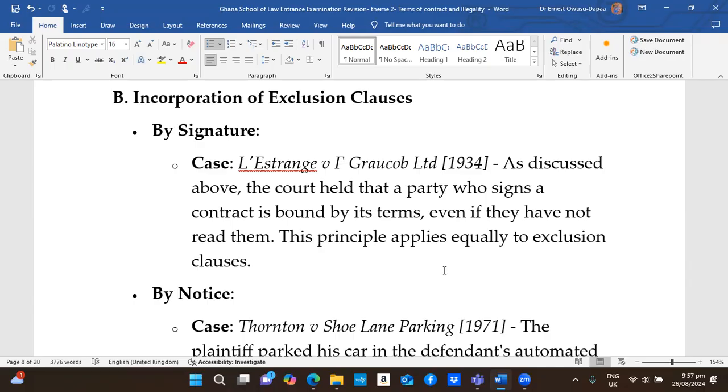So where it is in writing, for example, if your signature is there, then we can take it for granted that you have freely accepted that the exclusion clause will form part of the contract, as we saw in L'Estrange v Graucob. But of course, we have exception. Exception will be where your signature is there as a result of you having been deceived fraudulently, as happened in Curtis against the Chemical Cleaning and Dyeing Company. Then, despite the fact that your signature is there, you will not be held to the exclusion clause.